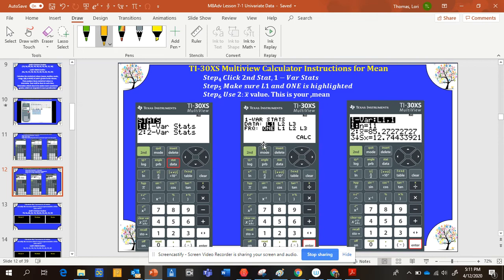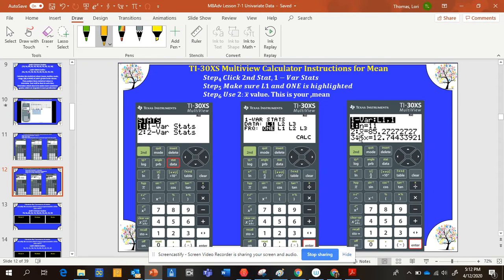Then when you get to this window, everything is already highlighted that it should be. You're going to use list 1. Our frequency is going to be 1 for this course. So you just click enter, enter, and then it'll go and calculate. You click enter, and then once you do that, you're going to have a whole list of statistics, which we will be using again in part 2.